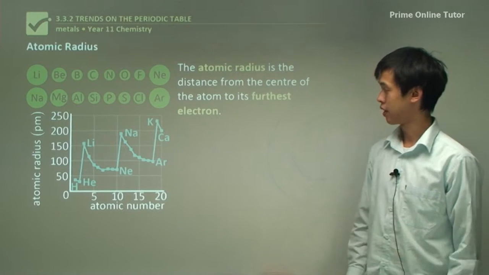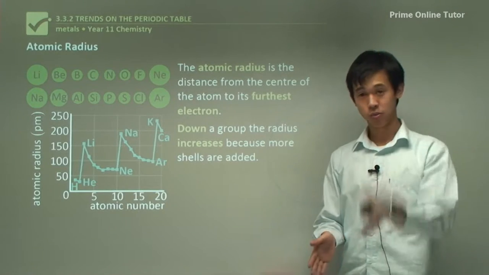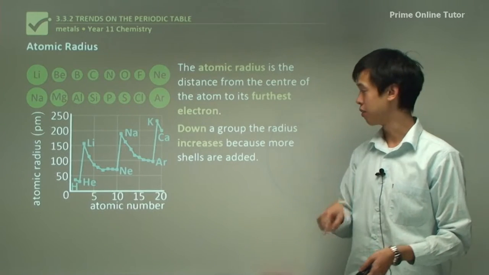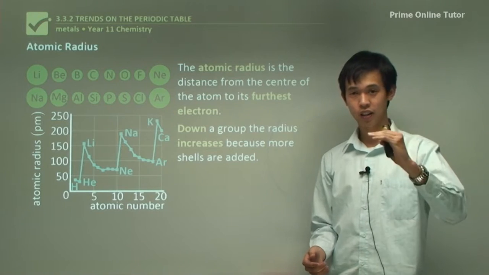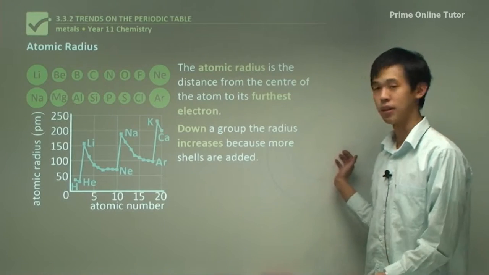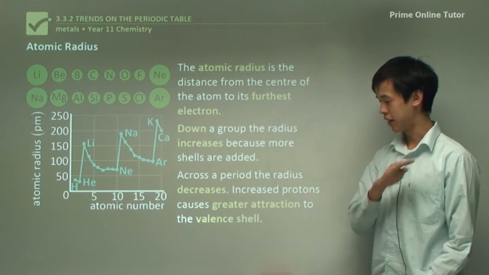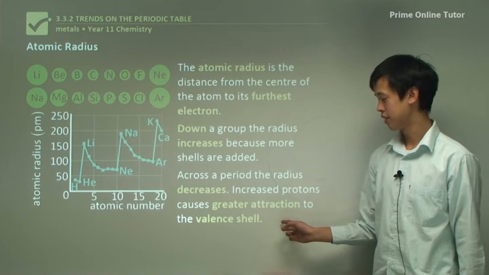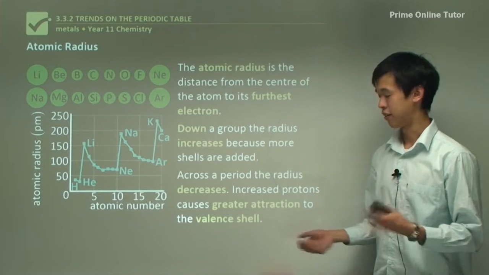Okay? So as we go down the group, remembering that our periodic table has groups going down and periods going horizontally, as we look down each group, the atomic radius increases, right? Because as we go down the group, we add more and more shells, and so the radius has to get bigger, as I just mentioned. Okay? Now, interestingly, across a period, the radius actually decreases. That's because there are increased protons in the nucleus, and that causes a greater attractive force to the valence shell.